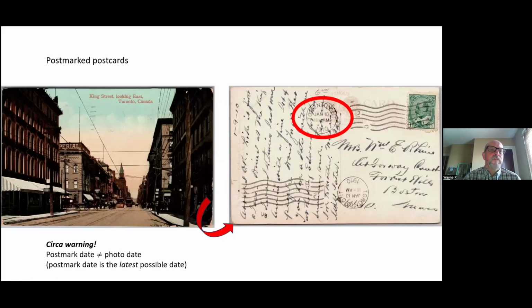Looking at postmarked postcards, I've circled a postmark on the reverse of this postcard. And again, all we know is that the postmark date is the latest possible date this image was made at. You would have to do some supplementary research by looking at the different ages of buildings illustrated on this postcard to more closely, hopefully, define when this image was made. So again, the postmark date is not necessarily the photo date.